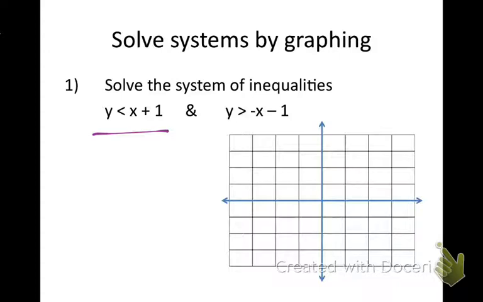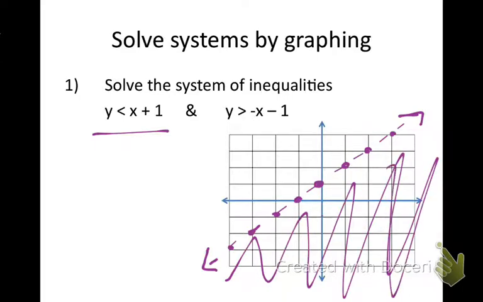Y is less than x plus 1. What is the y-intercept in that graph, Jack? 1. So I'm going to start at a positive 1. What's the slope in that one then, Garrett? So up 1 over 1, up 1 over 1, or down 1, left 1. Solid or dash line, Shane? Dash. And do I shade above or below, Mark? Below. So there's our first one right there.